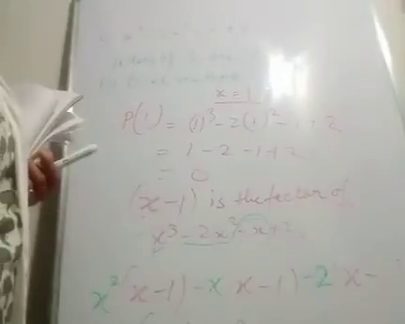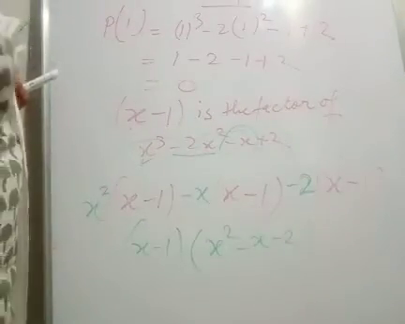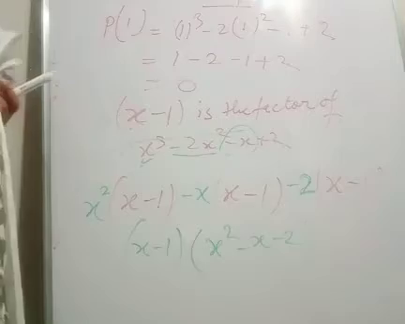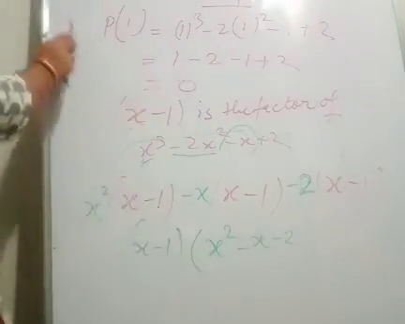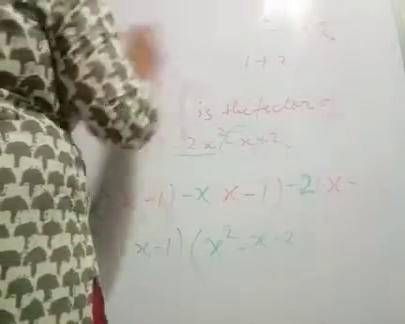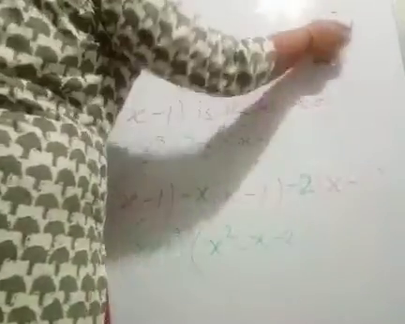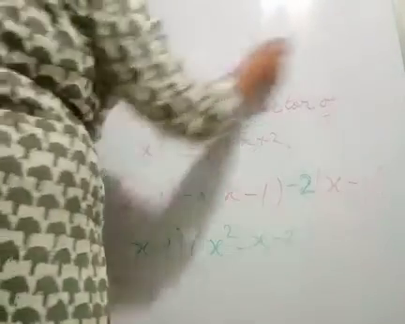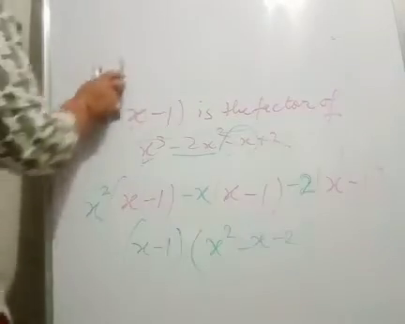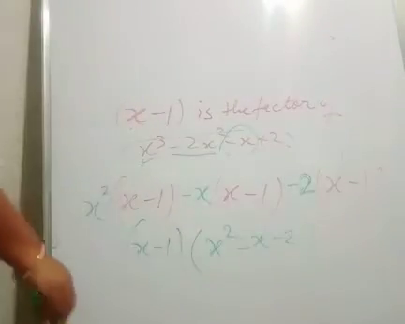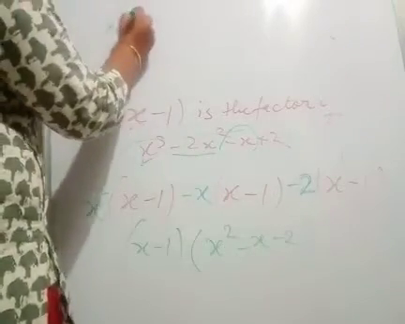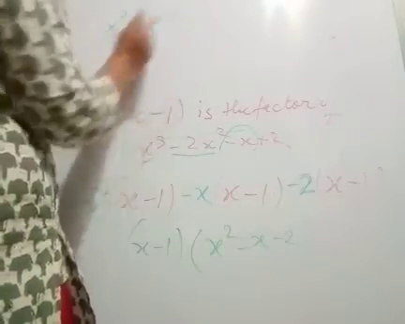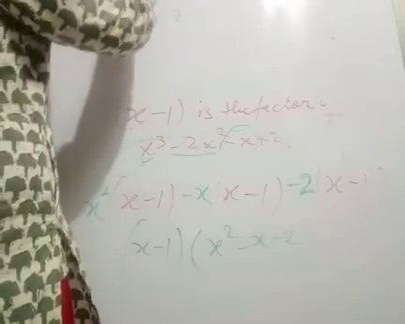How will you factorize x square minus x minus 2? By splitting the middle term. Okay students, just now we have learned. So let's try. At first, by trial method, you have to find at least one factor of this cubic polynomial. After finding one factor, we have to find the other factors also. How will you find other factors? By splitting the middle term. So x square minus x minus 2 is one factor of this polynomial.